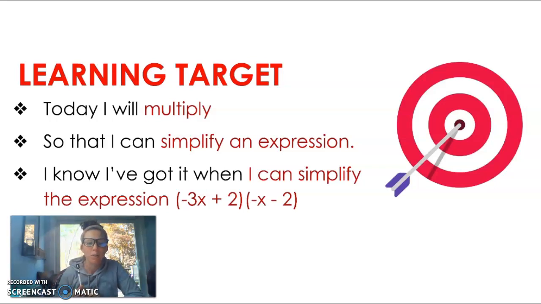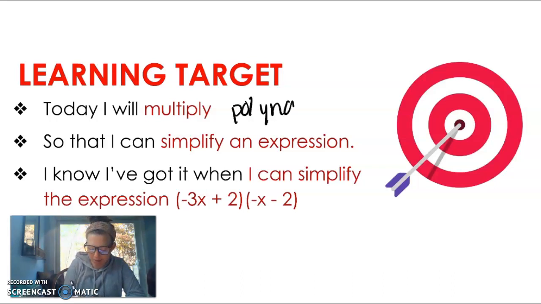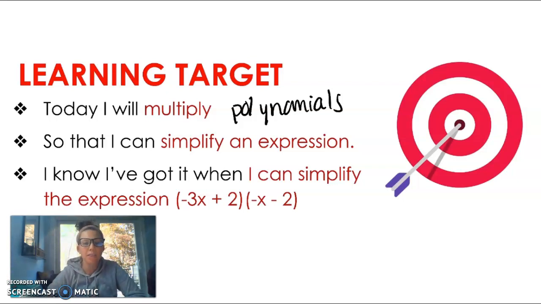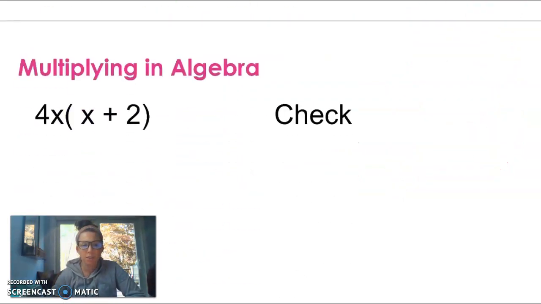Today we are going to multiply polynomials. Our learning target is we're going to multiply polynomials. That way we're able to simplify an expression. You'll know you've got it when you can simplify the expression negative 3x plus 2 times negative x minus 2. So this is going to be all about multiplying for this week.